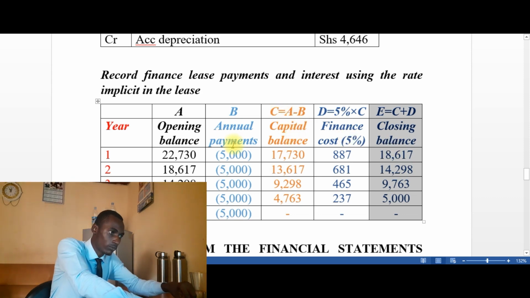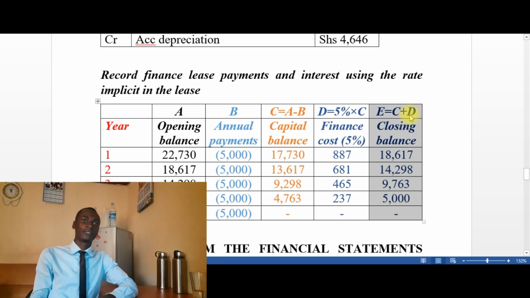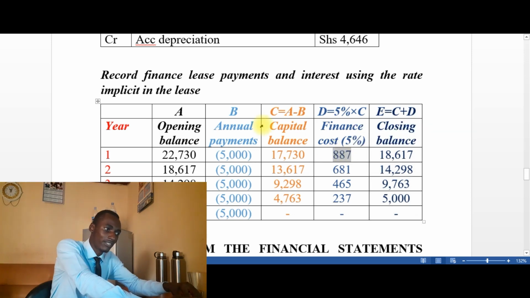As you can see, to get the capital outstanding balance, you get your opening balance, that is A, minus the annual payments. Then to get the finance cost, we are getting 5%, which is our interest rate implicit, times our capital outstanding balance. Then to get the closing balance, I get the capital outstanding balance plus the finance cost. That is my amortization table. Now, when you look at the table, this is our finance cost. So in the first year, Rebecca has to report that in the statement of profit or loss as an expense, the interest expense.